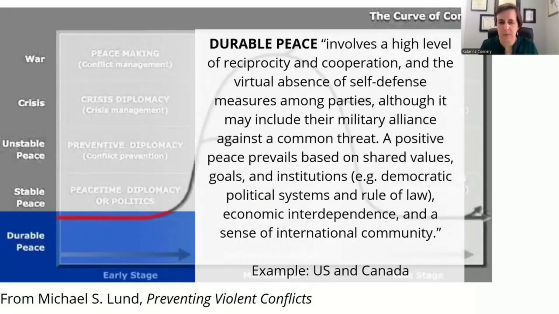First is a durable peace. This is from Lund's book, and I'll just read it for you here. A durable peace involves a high level of reciprocity and cooperation and the virtual absence of self-defense measures among parties, although it may include their military alliance against a common threat. A positive peace prevails based on shared values, goals, and institutions, for example, democratic political systems and rule of law, economic interdependence, and a sense of international community.